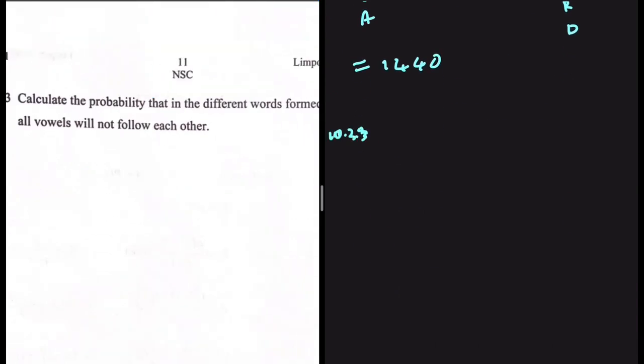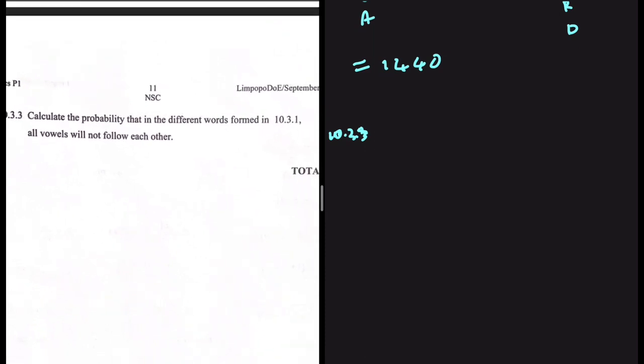The last question, which is a bit tricky, 10.3.3. Calculate the probability that in the different words formed in 10.3.1, all vowels will not follow each other. It's very difficult to count "will not" compared to counting "will." The probability of an event not occurring is equal to 1 minus the probability of that event occurring. So what we can do instead is calculate the probability of the vowels following each other. And then the probability of the vowels not following each other will be 1 minus the probability of the vowels following each other. So let's go ahead and do that.